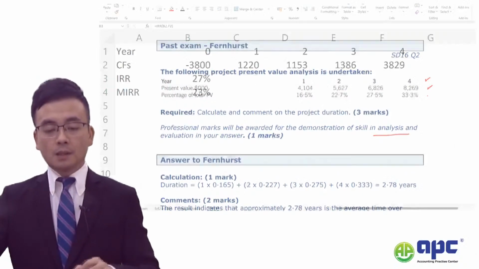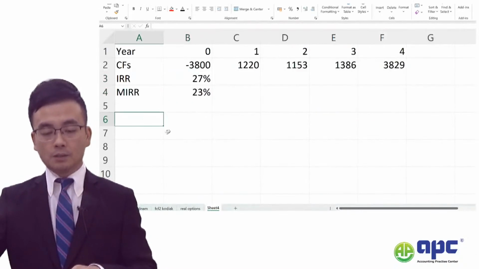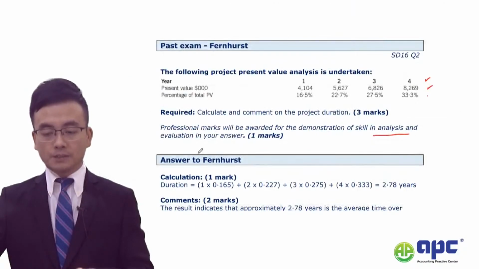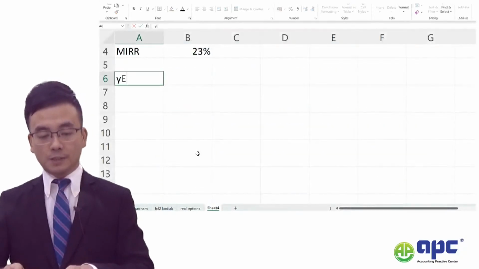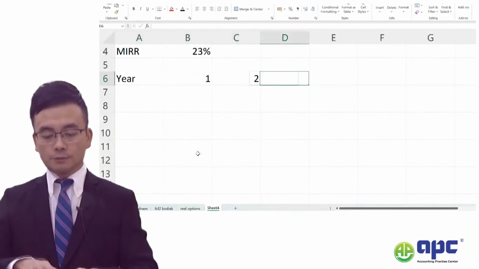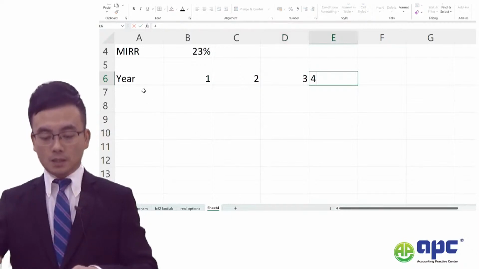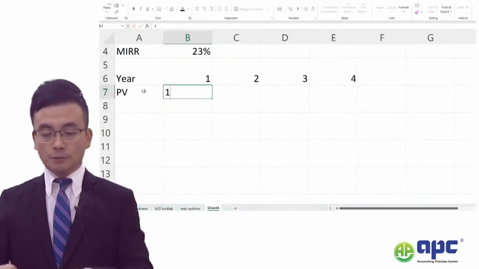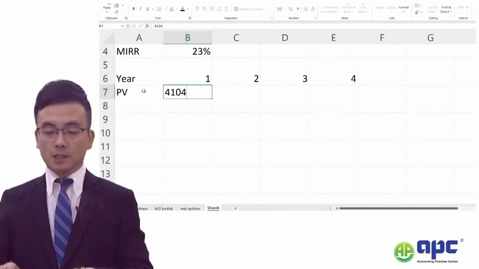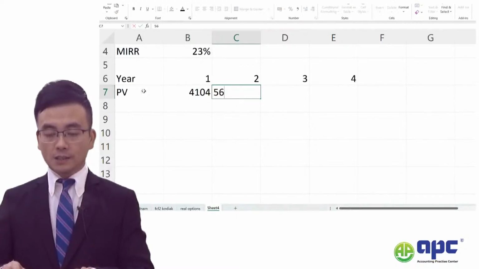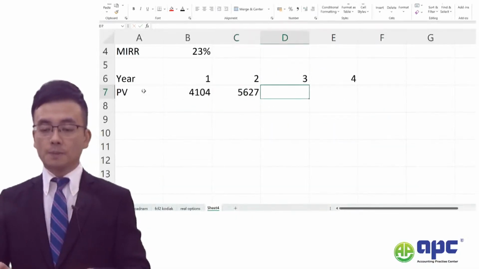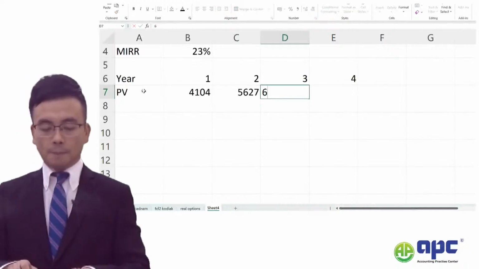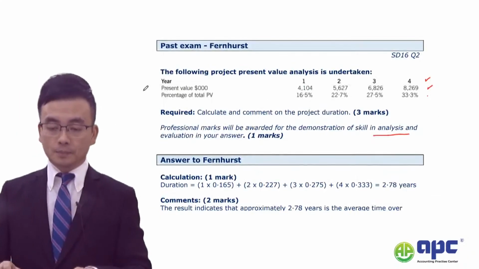Firstly, let's slot the present value from year 1 to 4. Okay, firstly, so year 1, 2, 3 and 4. Now the present values: 4104 for year 1, 56.27 for year 2, 68, 26 for year 3, year 4, 82, 69.